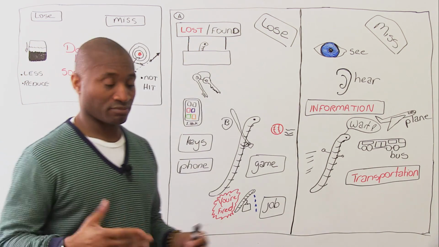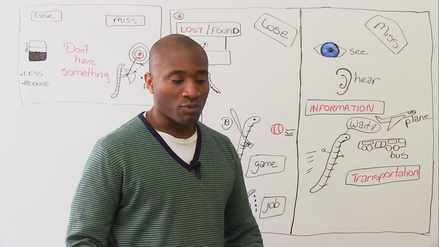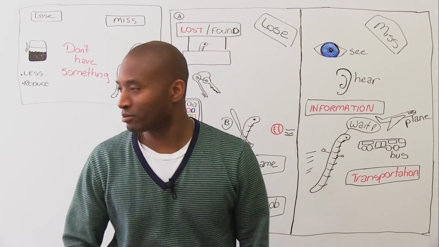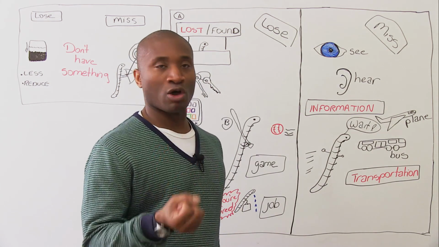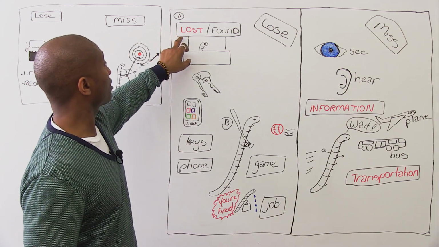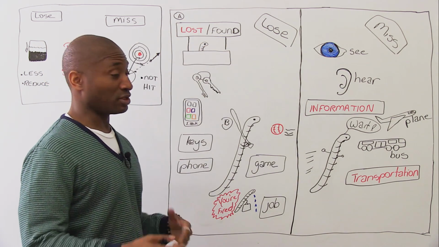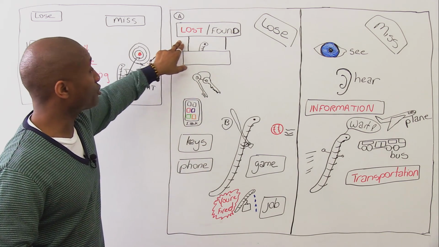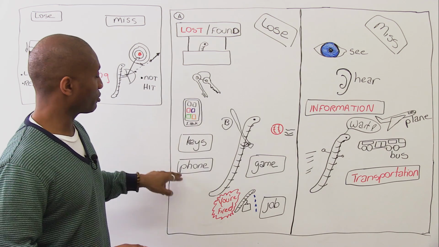In Canada, or America, England for that matter, when you don't have your keys, you don't know where they are, you had them somewhere, but they're gone, you're going to say, I lost my keys. You can go to the lost and found, and if you ask nicely, maybe they have them. We use, in this case, lose or lost for keys, your phone.